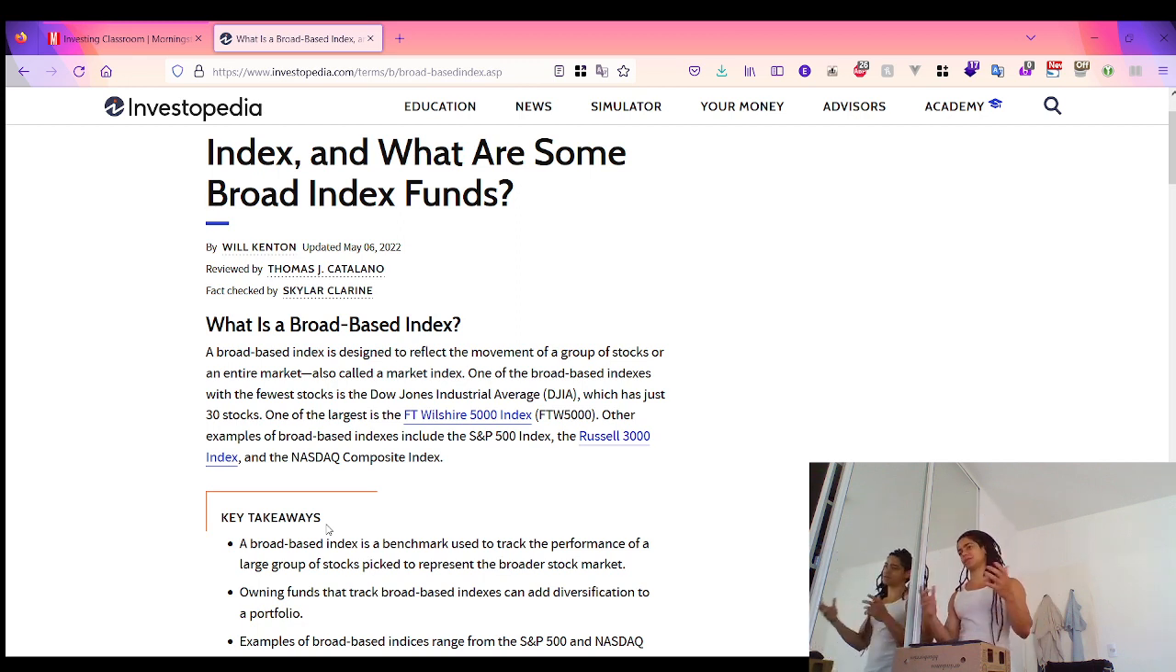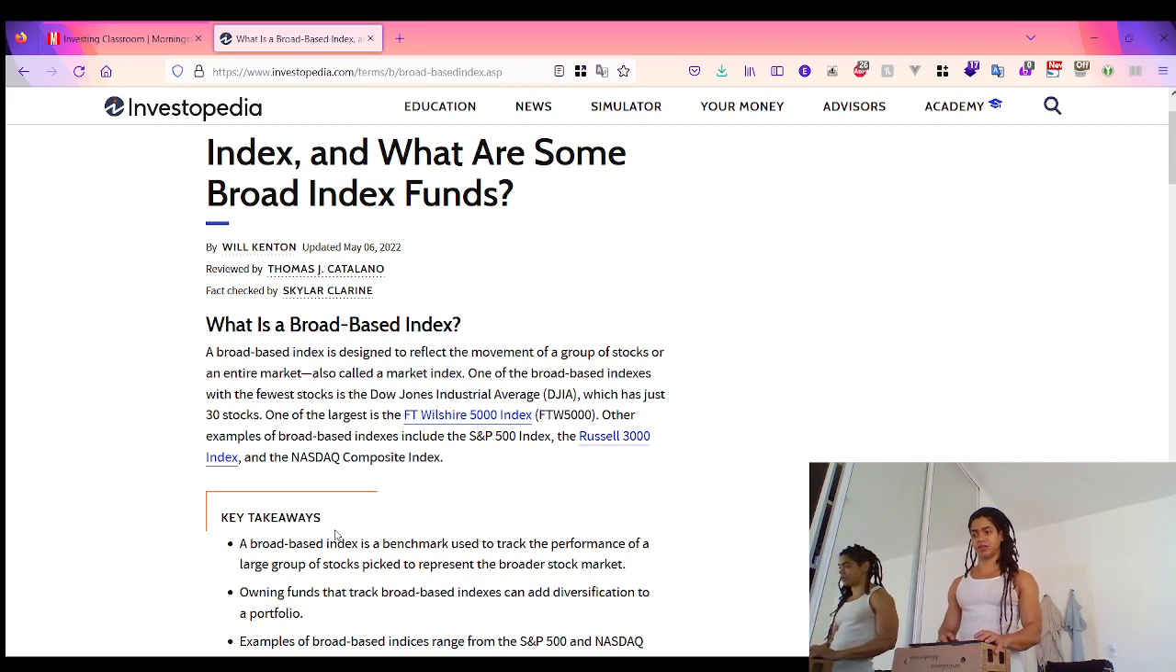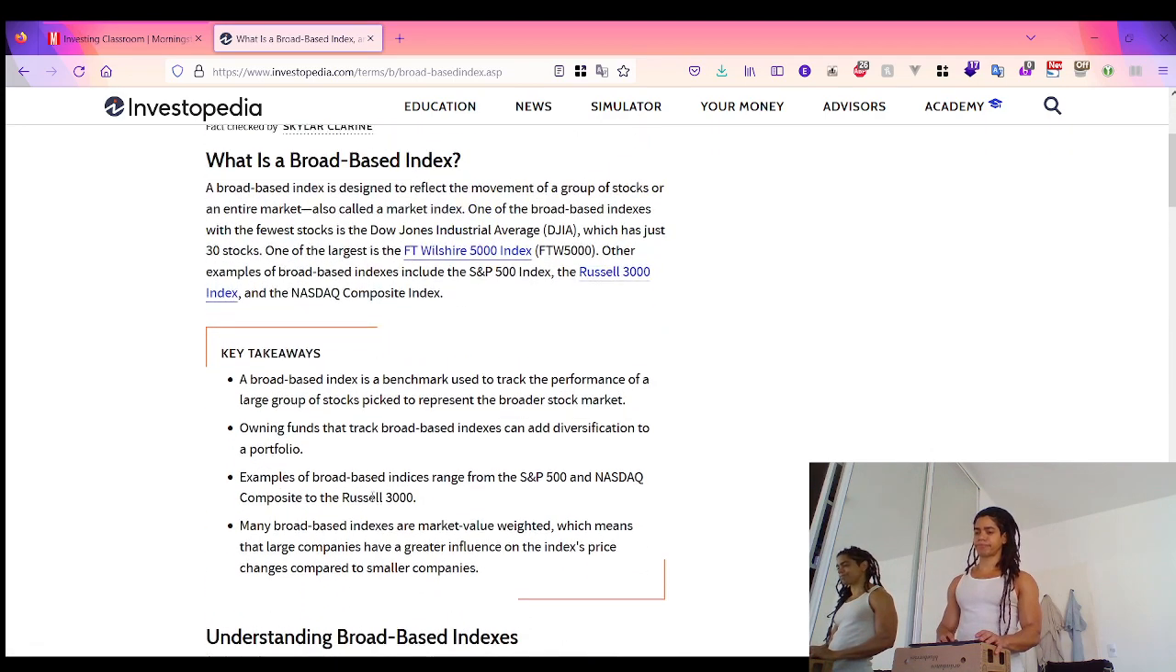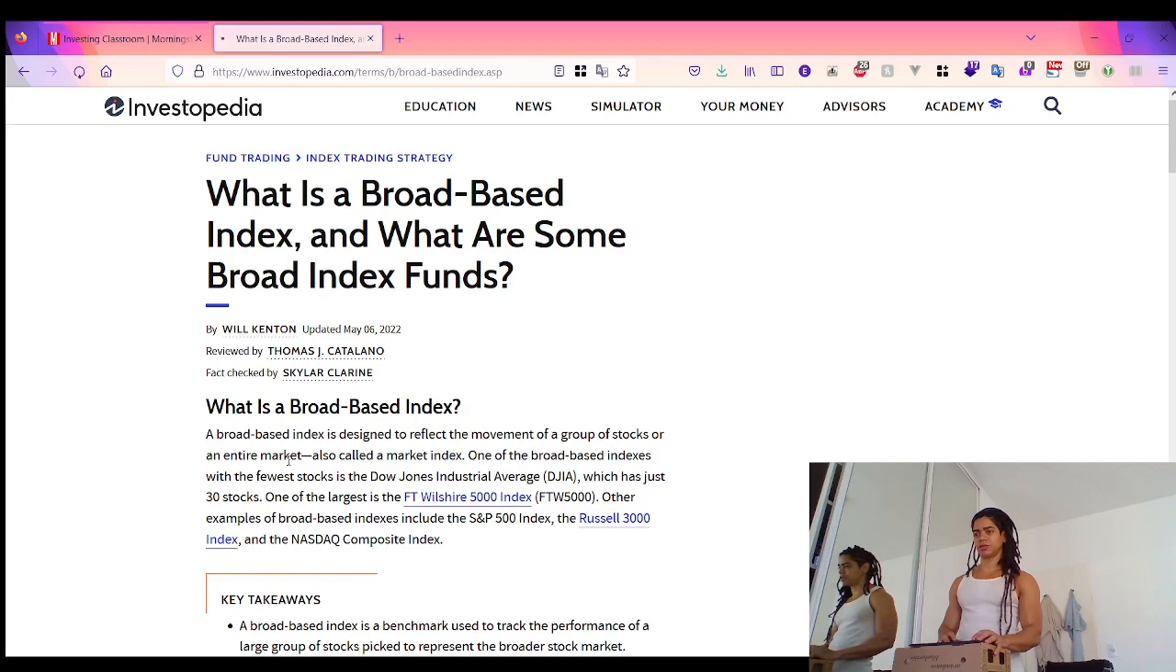So again, a broad-based index is designed to reflect the movement of a group of stocks or the entire market. That makes sense. If you want to look at a group of stocks, you look at the DJIA, the Dow Jones Industrial Average. However, if you want a full scope or analytic view of the market, you may want to look at the Wilshire 5000 index. Broad-based index, interesting.